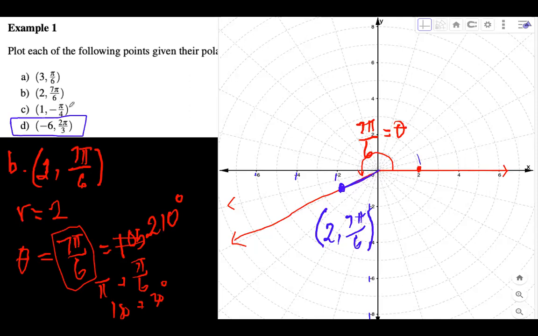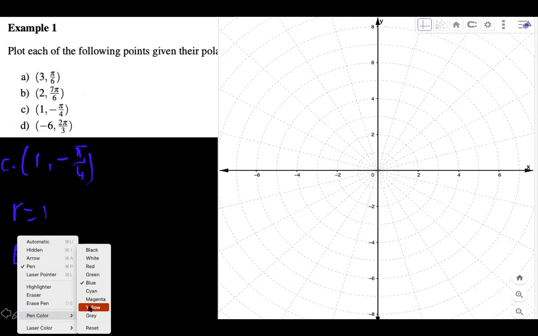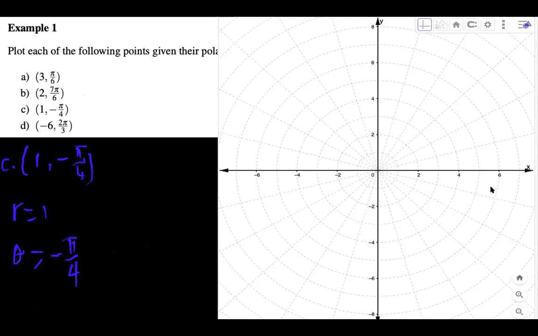Okay, let's work on letter C. Letter C muna tayo. The radius is, sige, isulat ko muna, class. Letter C, 1 yung radius natin, tapos negative pi over 4. So the radius is 1. And the angle is negative pi over 4. Okay, let's use another color here. All right, so let's start with the radius.